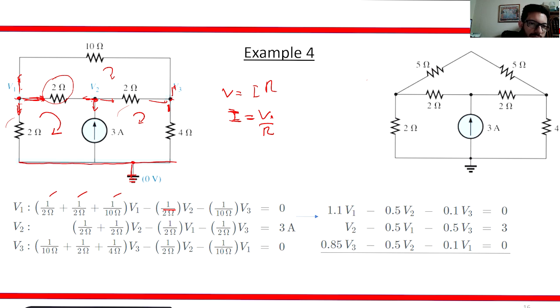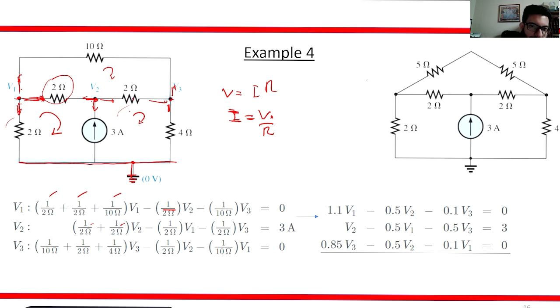V2 is pretty simple. V2 is going to be connected to this resistor, to that resistor, and to that source. So first of all, let's go ahead and do from V2 to V1. It's going to be V2 over 2 ohms, correct? And V2 to V3 is going to be V2 over 2 ohms, correct? That is V2. Now V1 is connected to V2 through 2 ohms, so negative V1 over 2 ohms. And V3 is connected to V2 through 2 ohms. So V3 is going to be negative V3 over 2 ohms.